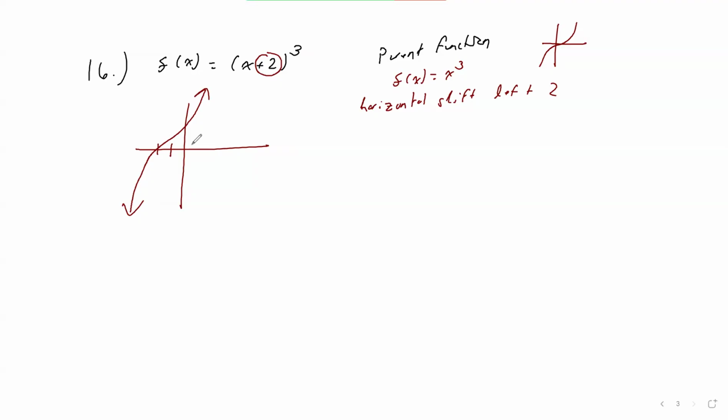I just want to make sure you understand this just in case you do have a professor that doesn't allow the calculator. All right, so then my next one, we'll look at number 17. 17 says g of x equals the absolute value of x minus 4.